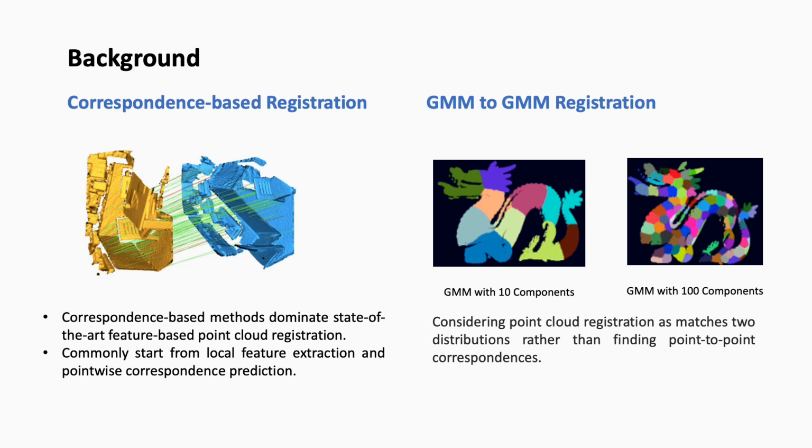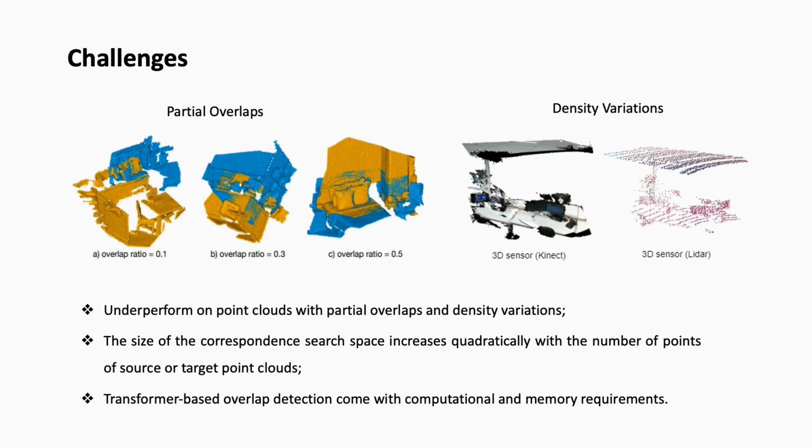Correspondence-based methods dominate state-of-the-art feature-based point cloud registration. Correspondence-based methods commonly start from local feature extraction and matching. GMM to GMM registration considers point cloud registration as matching two distributions rather than finding point-to-point correspondences. Point cloud registration is challenging in partial overlaps and density variations.